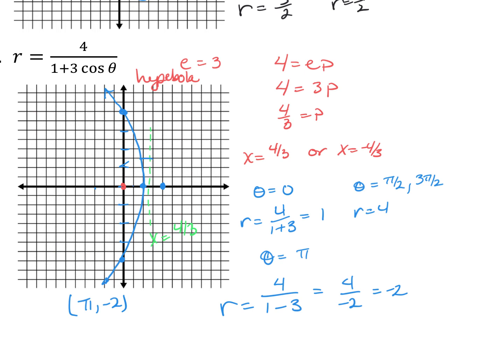Now this is my focal diameter right here. That means for my other part of my hyperbola, I would go a distance of 1 from the vertex to my other focus. So here's where my other focus is. Along with the focus, I'm also going to have this mirror image. So here's my other side of my hyperbola. So I found my focus, I found my vertices, and I could find my center if I was so inclined.